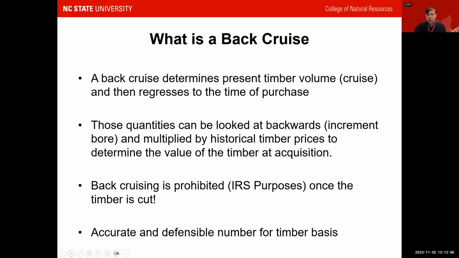So a really fast point I'll just say is that back cruising is not prohibited, but by the IRS it isn't fair game once the timber is cut. So in other words, you sort of have to know this going in. Once you cut your timber, you're looking at ordinary income, and the whole basis argument is somewhat moot.